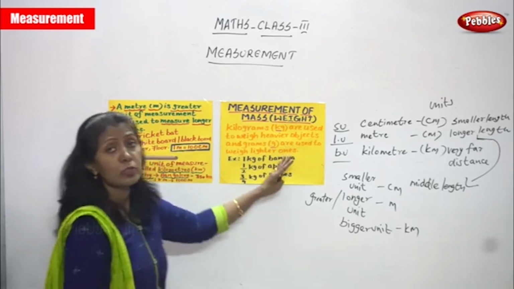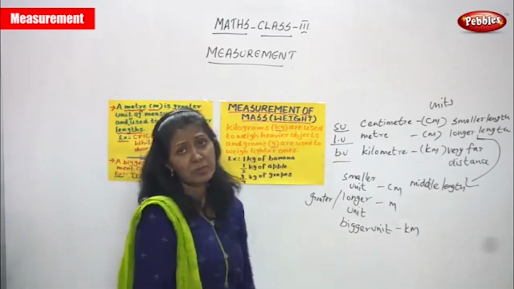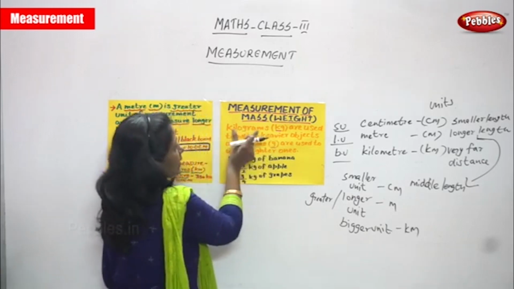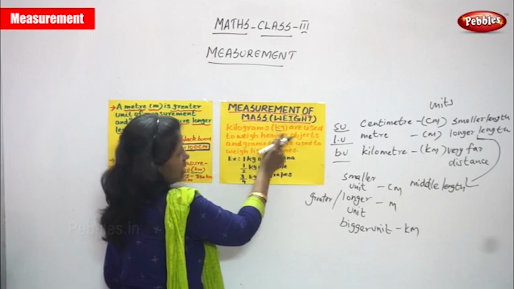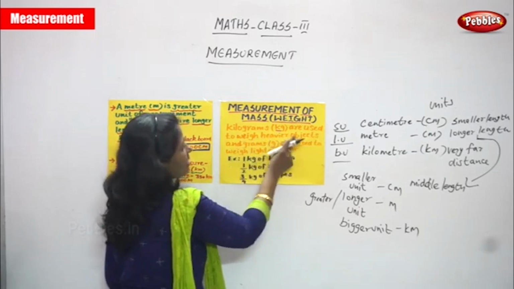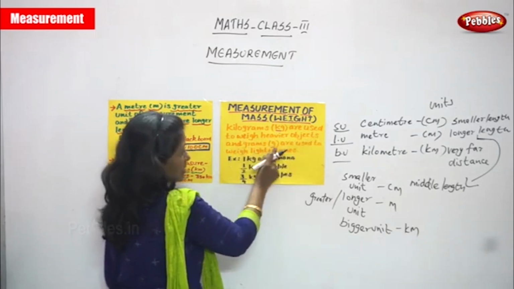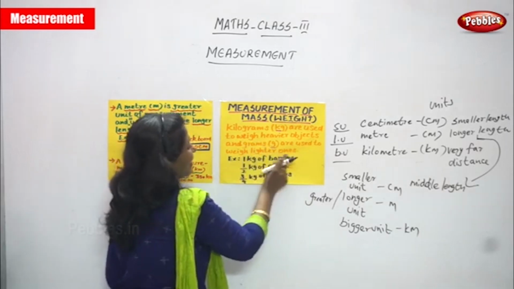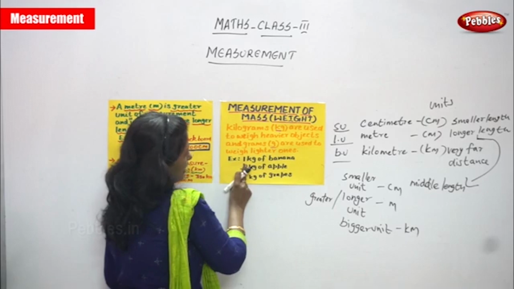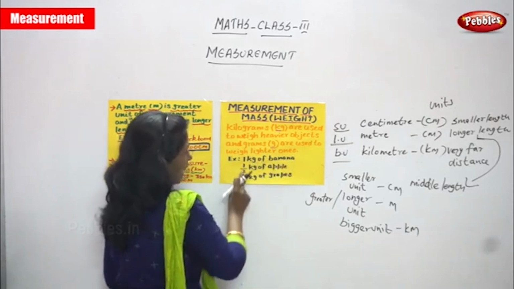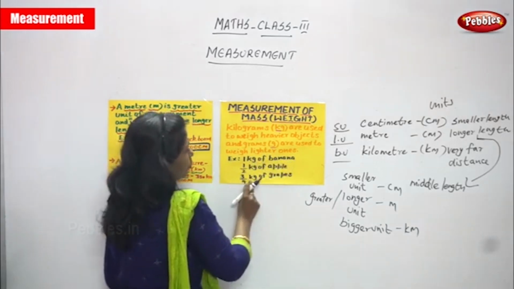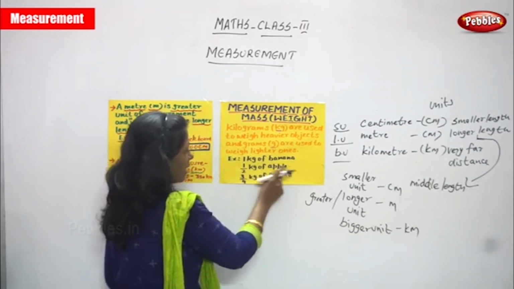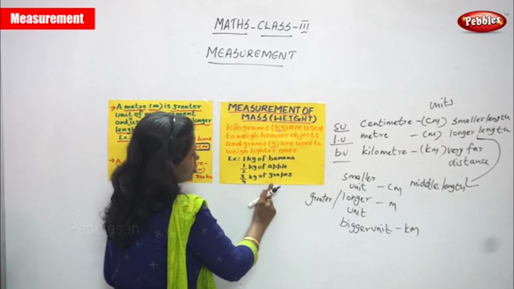Now we are going to move on to measurement of mass or measurement of weight. Kilograms, short form kg, are used to weigh heavier objects, and grams, short form g, are used to weigh lighter ones. For example, 1 kg of banana, half kg of apple, 3/4 kg of grapes. These are the examples.